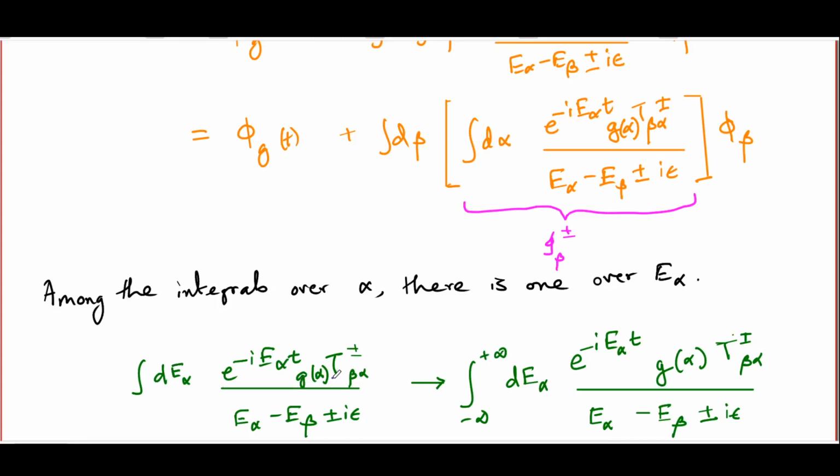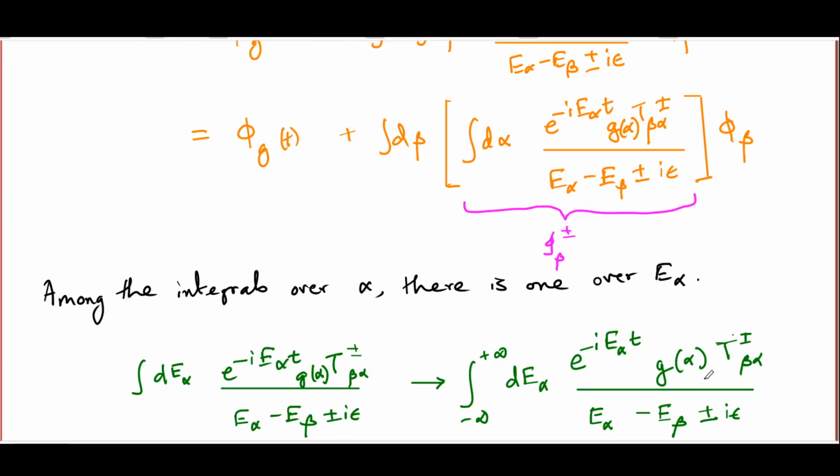However, note that g_alpha essentially vanishes when you are far away from some central value. Let's call it E_0. So this integration really is going to be done between E_0 minus delta E to E_0 plus delta E for some finite delta E. Beyond that, the integrand vanishes. Because the integrand vanishes beyond that interval, we can easily push this integration limit from 0 to infinity all the way from minus infinity to plus infinity. So we can do it over the entire real line or real E_alpha line.